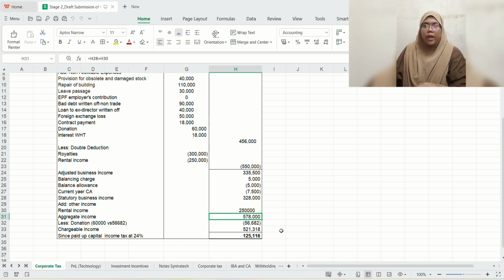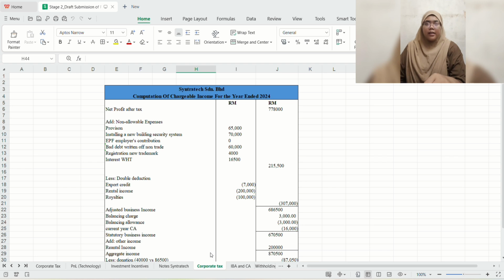and then we have to add other income which is rental income, and we get aggregate income amount 578,000, and then we have to less donation. For donation we have to take the lower between donation in notes and 10% of aggregate income. For this company, 10% of aggregate income is lower. So then we less donation and we get a chargeable income amount 521,318, and then we pay corporate income tax at 24% and we get 125,160.